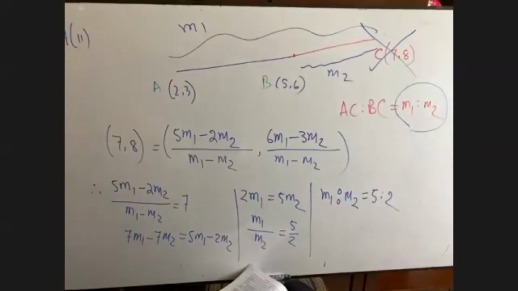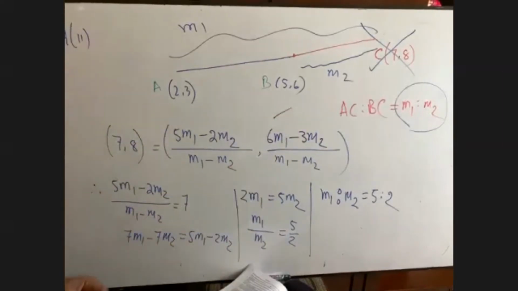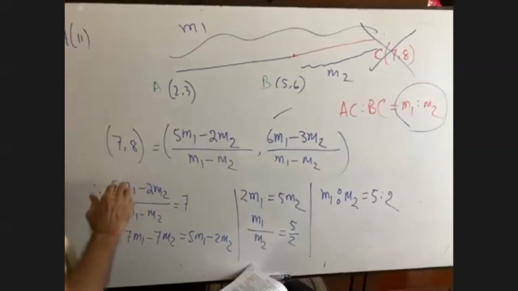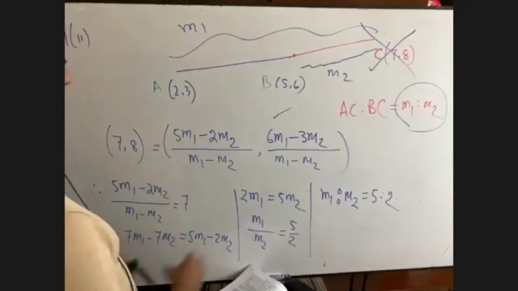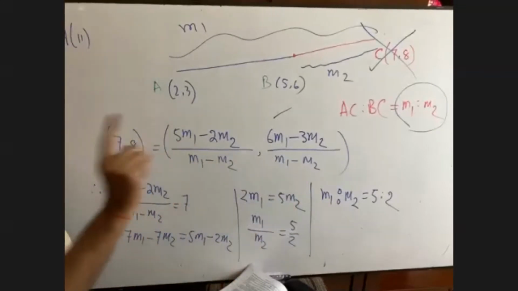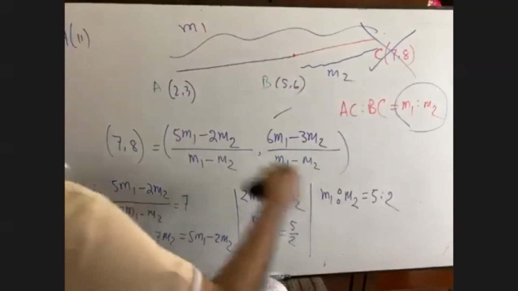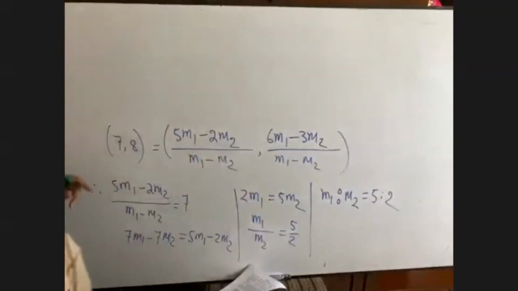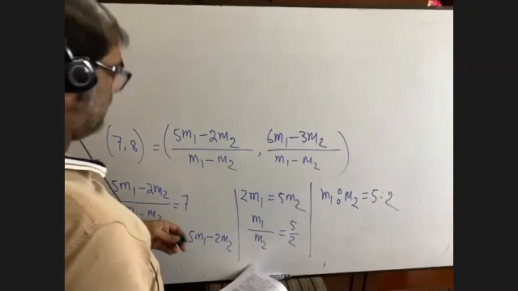None of you asked, sir, what about this part? Our math is done. But the interesting fact is that if I do the math taking this equals to 8, we will have the same answer, 5 is to 2. Perhaps you have not got me. Okay, let's try. Suppose this equals to 8.